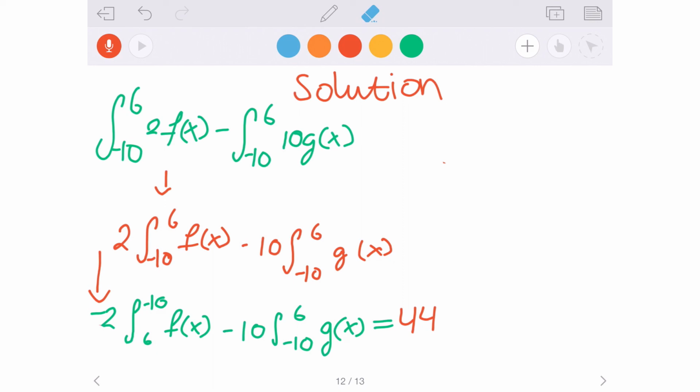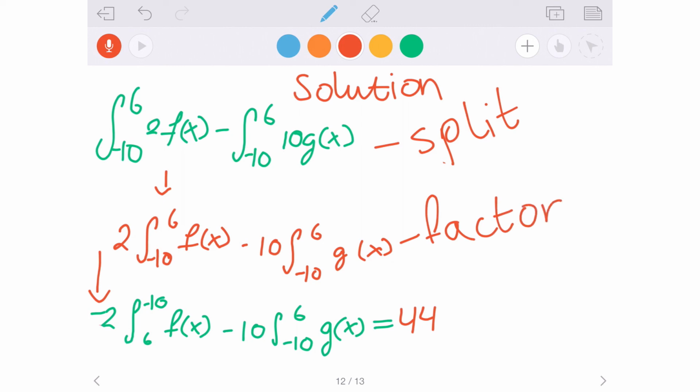So what we're going to do first is split the integral. Once we split the integral, we can work with both functions as separate entities. Now we just factor out the coefficients. And if you see closely, the order of the integral on f of x is wrong. So we put in a negative and switch the order so we can get it to where we need it to be. So it becomes negative 2 times the integral from 6 to negative 10 of f of x. And once we do that, we can solve, and that becomes 44.